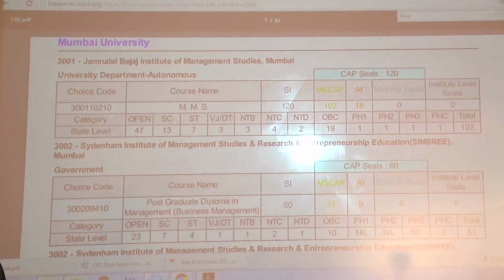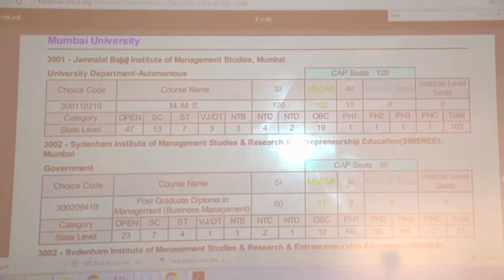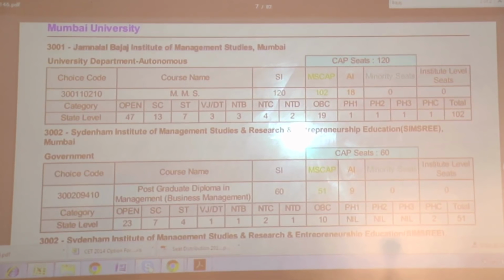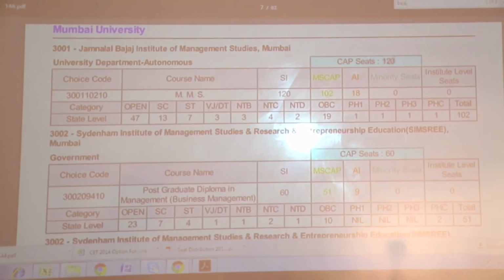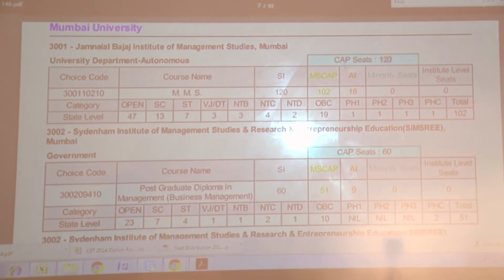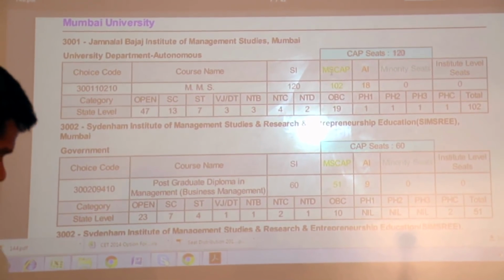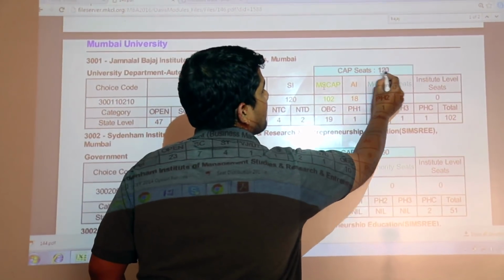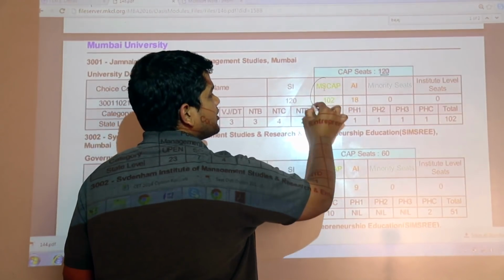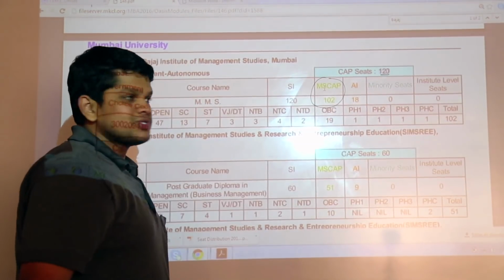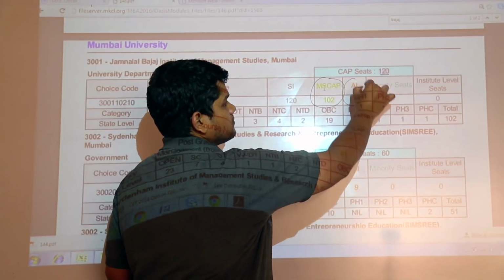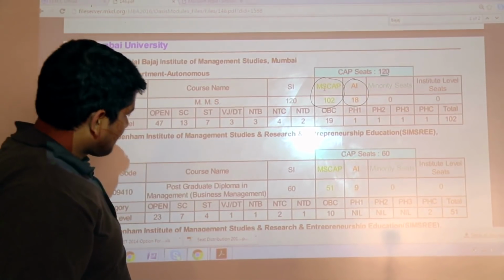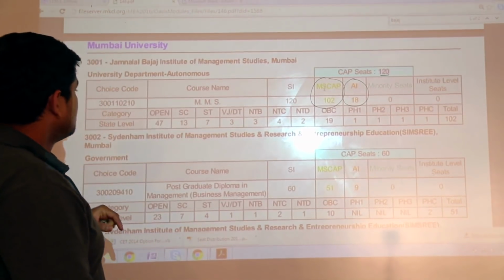The college is under Mumbai University. The first one here is Jamnalal Bajaj Institute of Management Studies, JBIMS. If you see this, the CAP round seats in that college is 120. Below here, try to follow the mouse pointer. The total CAP round seats is 120. You have a total of 102 seats for Maharashtra state students and a total of 18 seats for all India students. Now they have given us a breakup for the other seats.